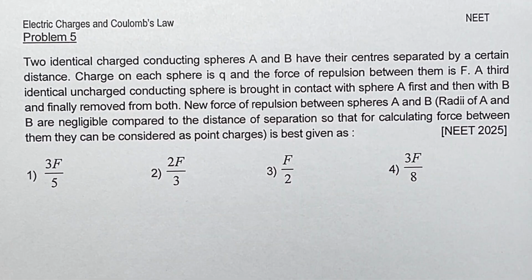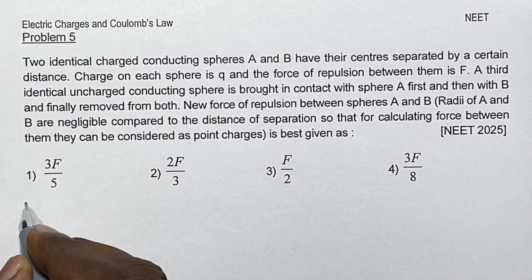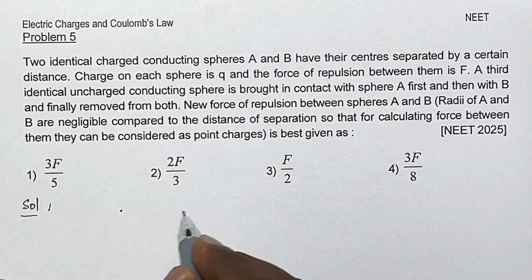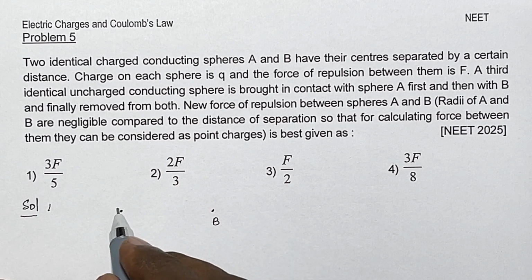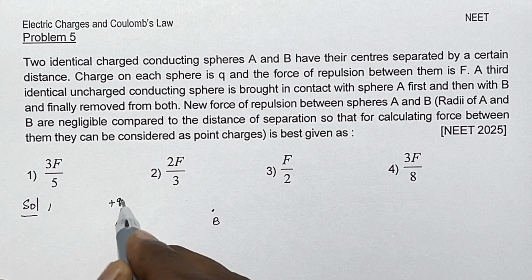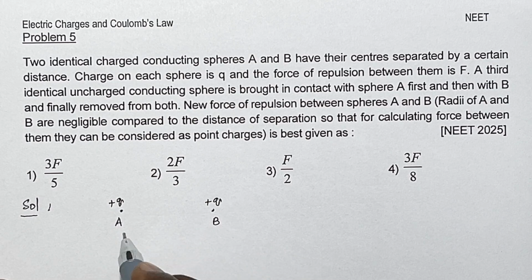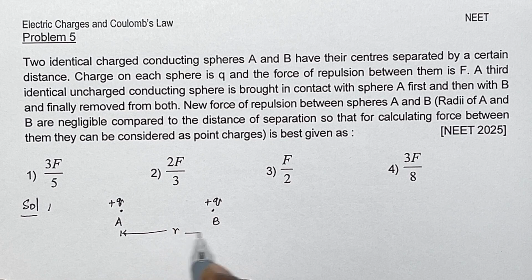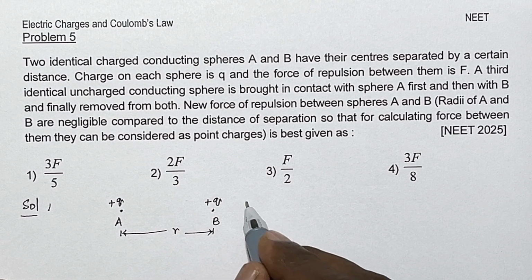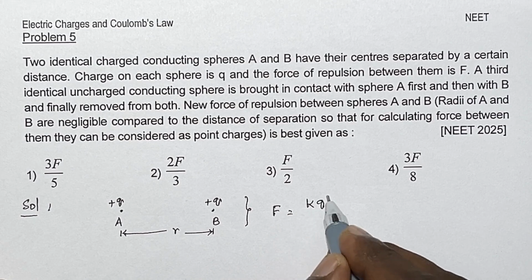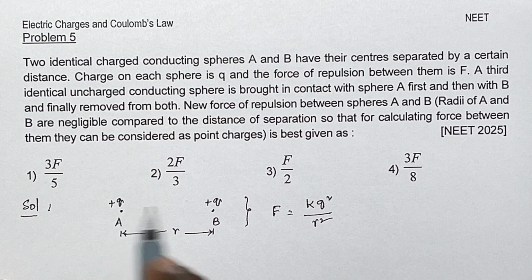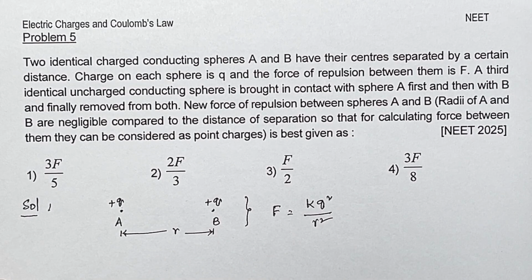So the new force of repulsion we have to calculate. Okay. Let us take two charges. This is A, this is B. A is having plus Q, B also having charge plus Q. The distance between these two is R. So the force is given as K Q1 Q2 by R square, and both are the same, so K Q square by R square. This is equation 1.